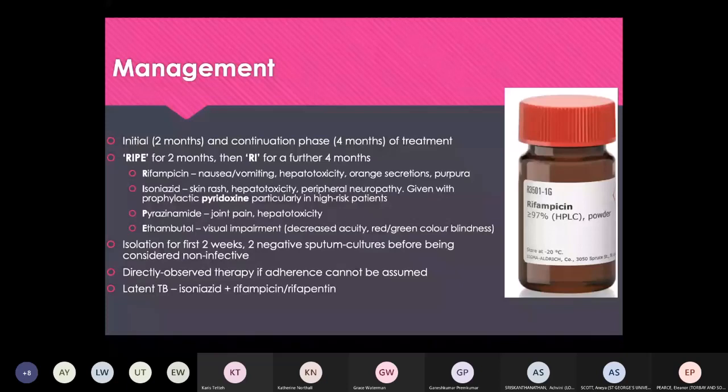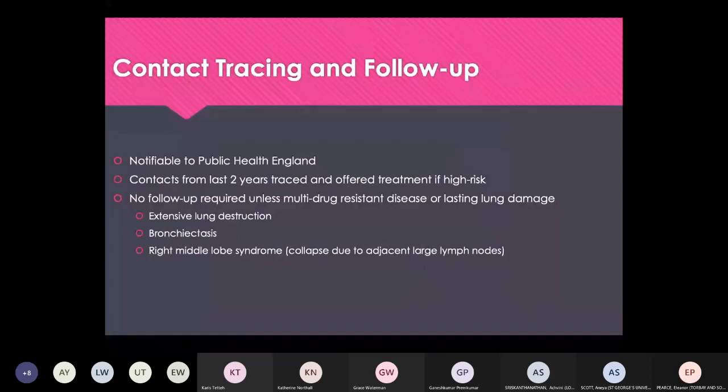And then contact tracing. So TB is still a notifiable disease, and if a person's diagnosed, PHE will trace people from the last 2 years and offer them treatment if they're thought to be high risk. It's actually quite hard to catch TB, so it wouldn't just be, I was on the same bus as this person. It would be people like housemates and family members and things like that.